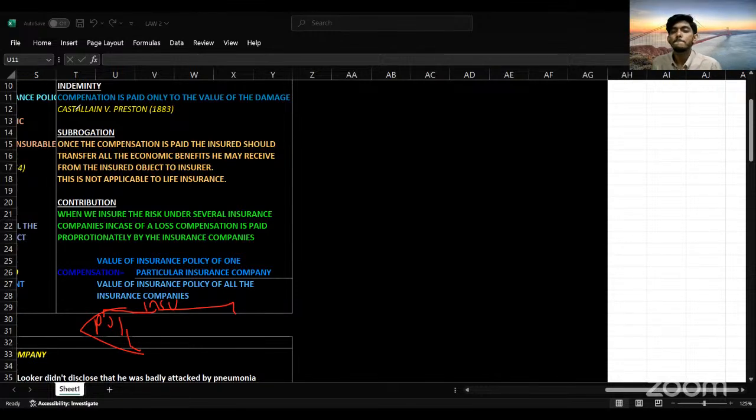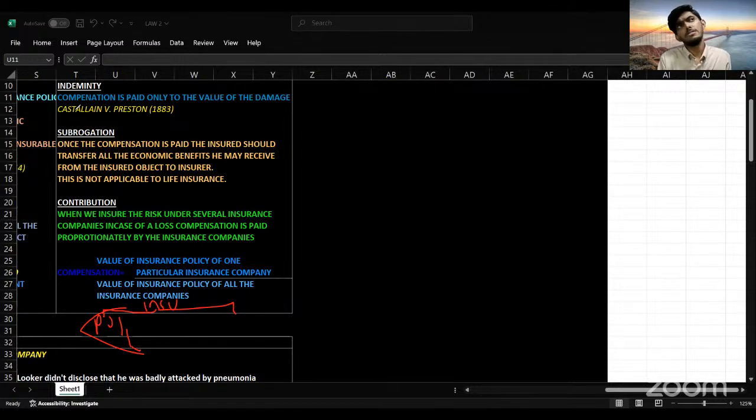Indemnity: when an insured property is damaged, the compensation will be paid only to reinstate the damaged property. For example, I just insured my motor vehicle for 5 lakhs in Janashakthi, and my vehicle meets with an accident and the damage is, let's assume, 2 lakhs. So compensation will be only 2 lakhs. I will not receive a single penny more than 2 lakhs, because the fundamental concept of indemnity is that through insurance, no one should earn profits.